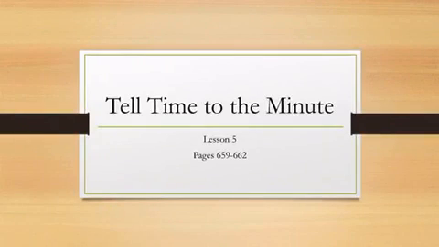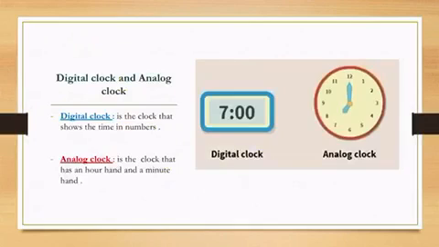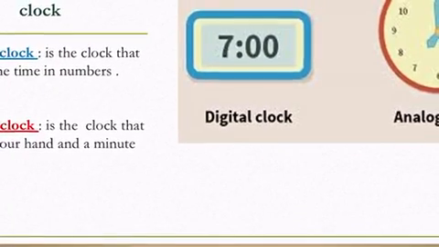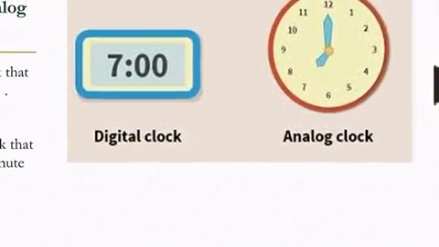Hi students, today we will move to lesson 5, which is tell time to the minute. We will learn how to read the clock or the time. First, before anything, we have to know that we have two types of clocks. We have the digital clock, which is this one, and the analog clock, which is this one.